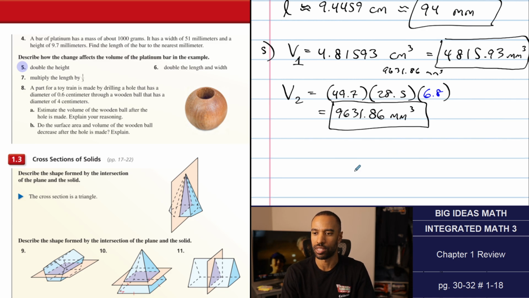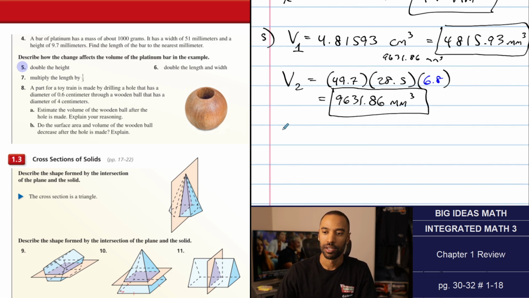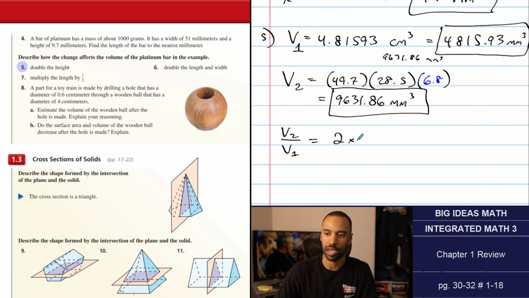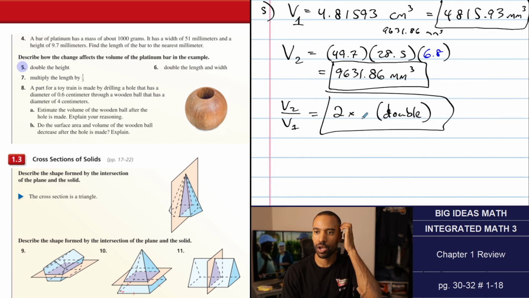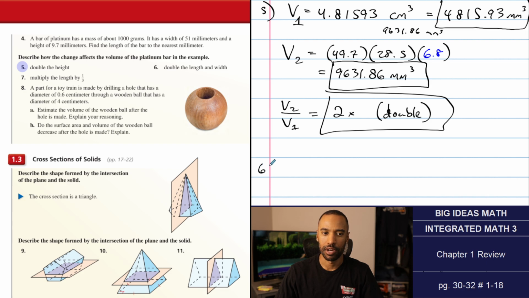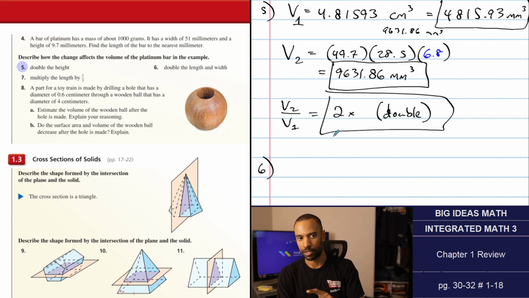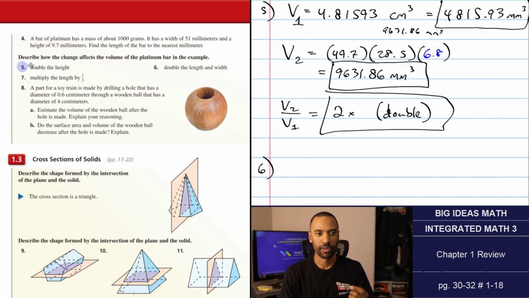So let's compare one to the other. Oh, it's double. That's right. So V2 over V1, it's 2 times more. 2 times double the overall volume. Okay, that's number 5. Now, numbers 6 and 7, we still apply these things. It's the same original volume. Let me write out what we're actually doing with them.